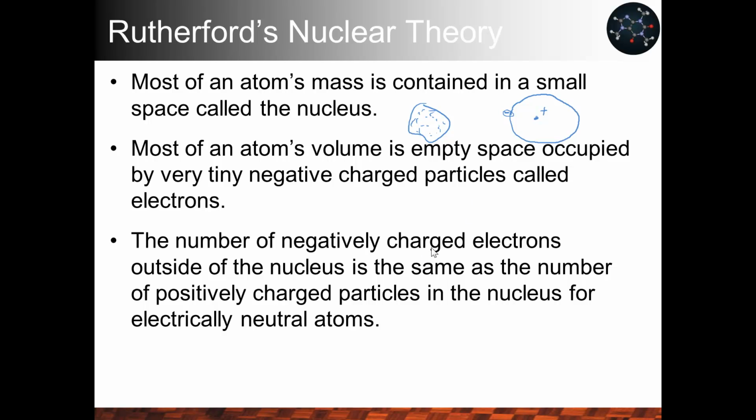The whole thing was neutral, so the positives and the negatives had to even out. We have to have the same number of positive particles as negative particles. We call the positive particles protons. We call the negative particles electrons. And inside the nucleus, there are actually some other particles called neutrons. Those were discovered a little later.